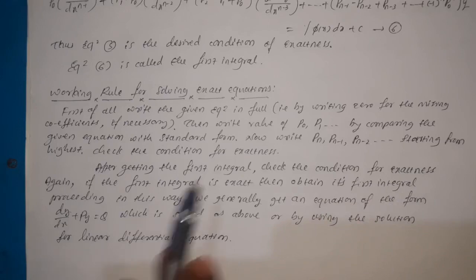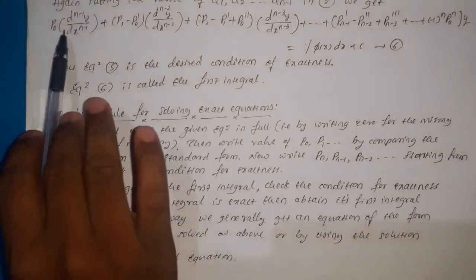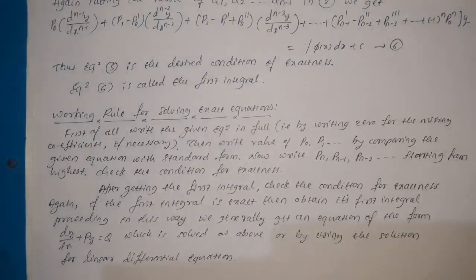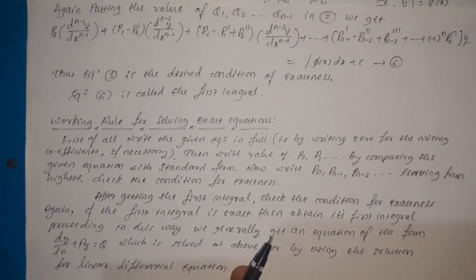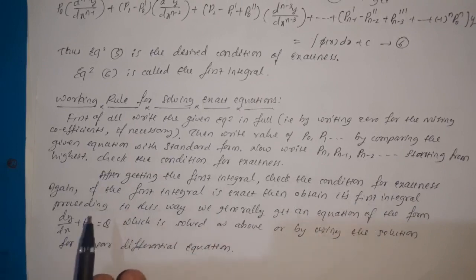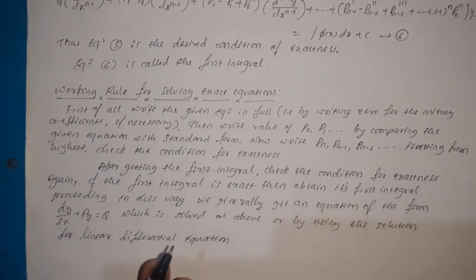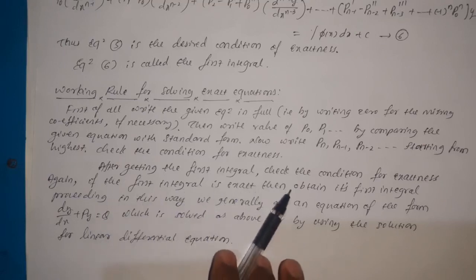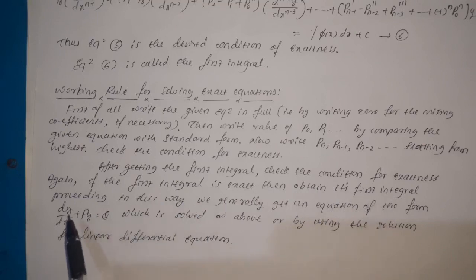After getting the first integral, check the condition for exactness. Here we will get this form of equation. While solving the example, we can take that. After getting the first integral, check the condition for exactness again. If the first integral is exact, then obtain its integral.